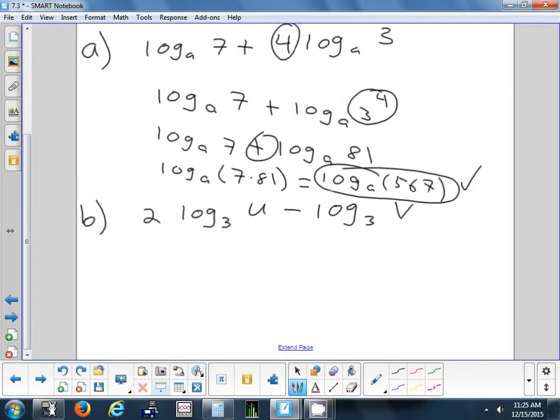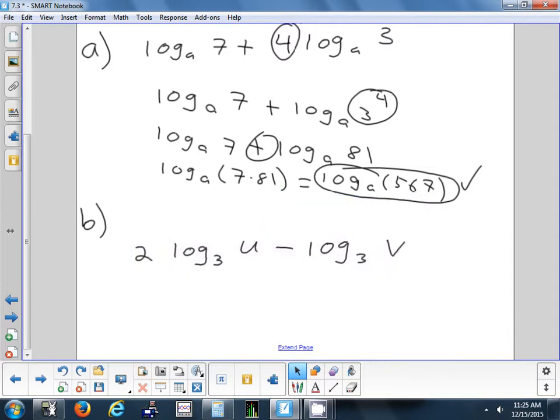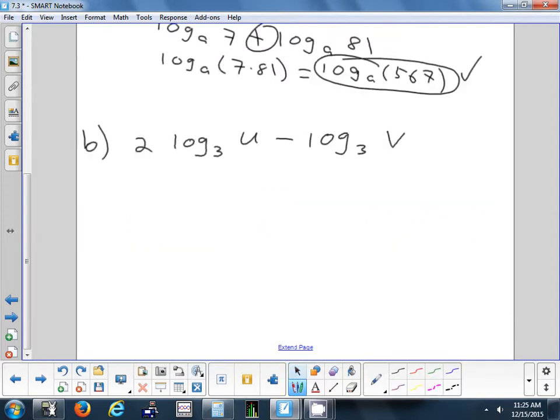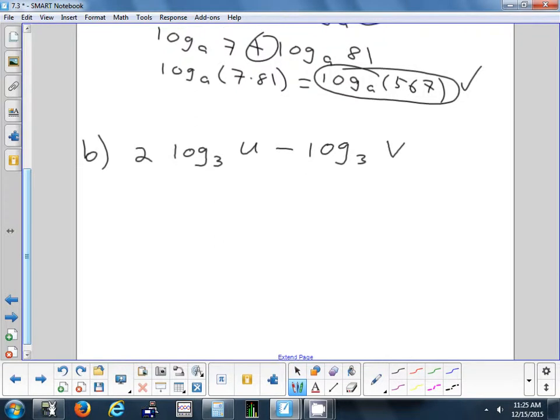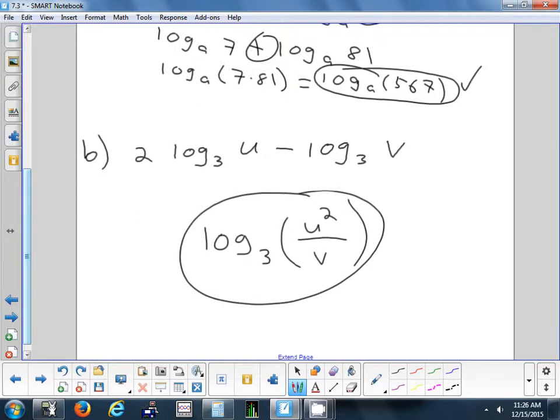All right, let's try this one. Looking at that, anybody think they can tell me the entire answer in one step? Base 3. Yep, base 3, parentheses, u to the second over v. That's the whole answer. This time it becomes a fraction because it was subtraction. And the 2 has to go back up as an exponent. That's it. Any questions on that one?